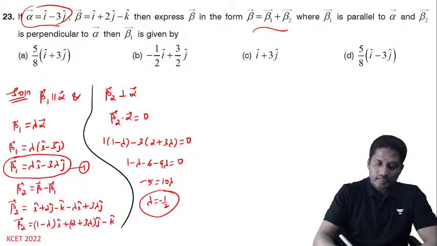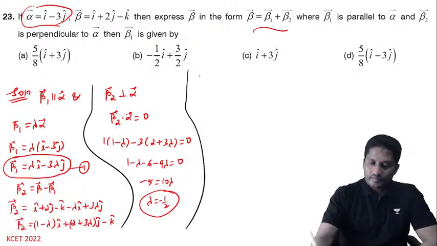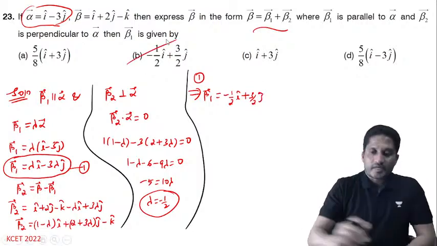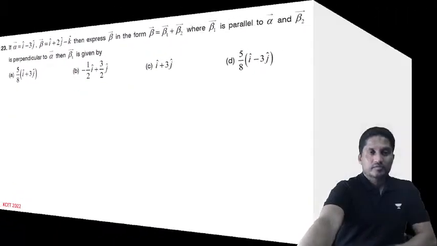Okay, if I substitute back in equation 1, beta 1 is equal to minus 1 by 2 into i, minus and minus is plus 3 by 2 into j. Answer is option B. Right? Question number 24.